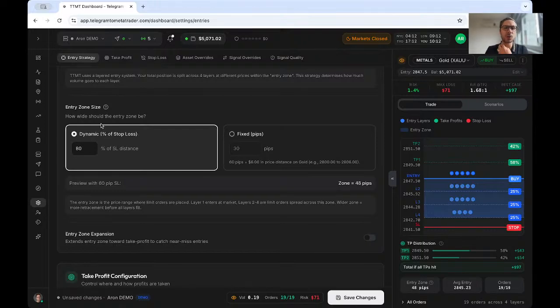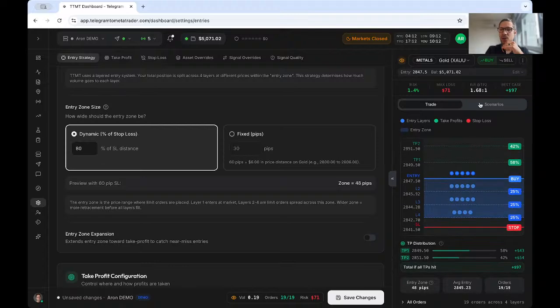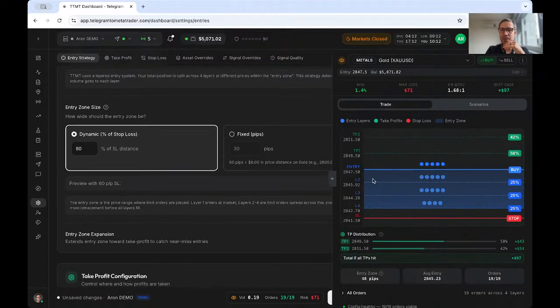So entry zone means that it can be either dynamic or fixed. So you set your stop loss distance, and then you want to set the entry zone between the entry and the stop loss. However, what's another cool thing is the trade preview here.